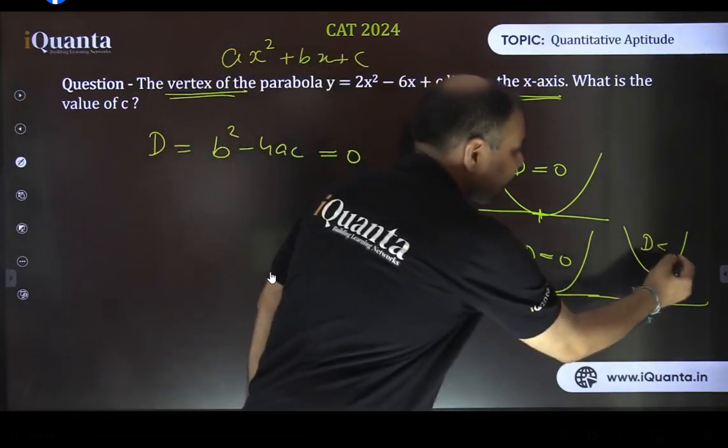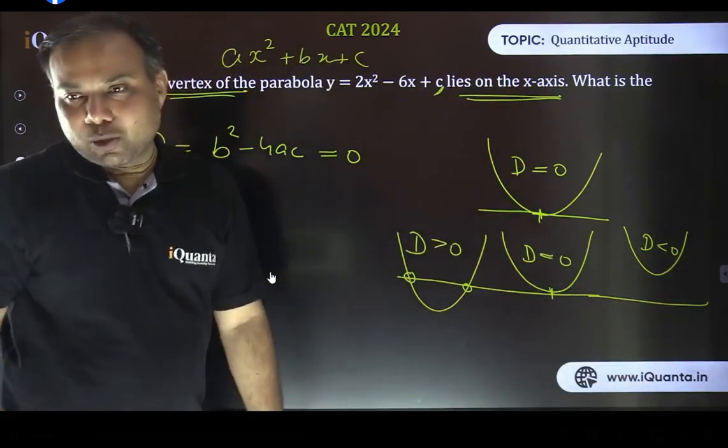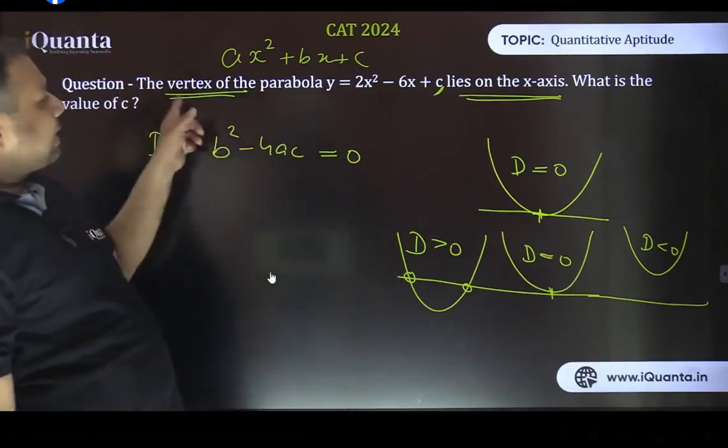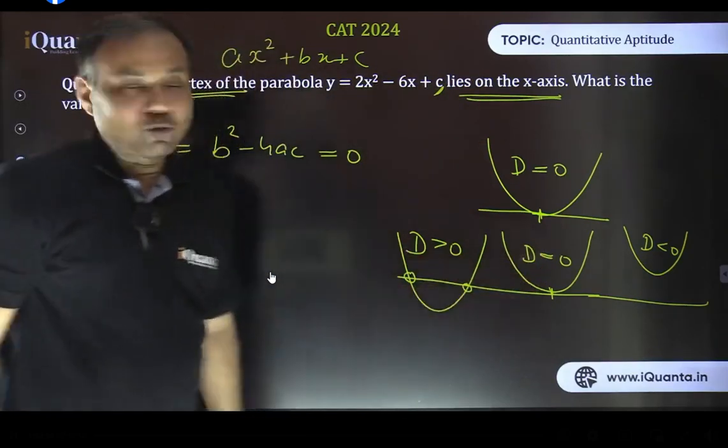And in this case, d was negative. That's how we got non-real roots or imaginary roots. So because it is given here that the vertex lies on the x-axis, this is the case where d equals 0. Now just put the values.